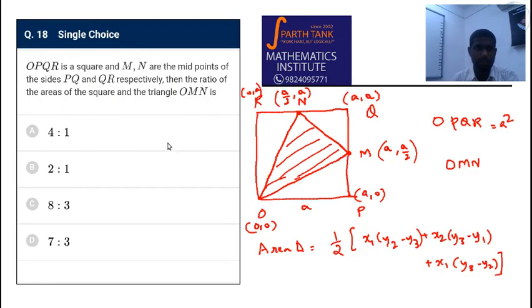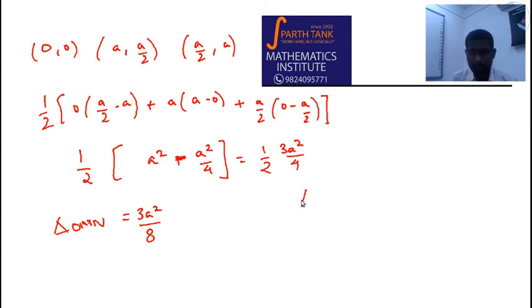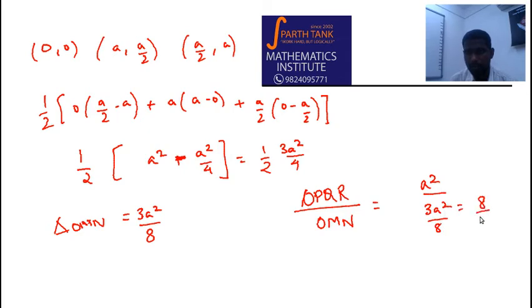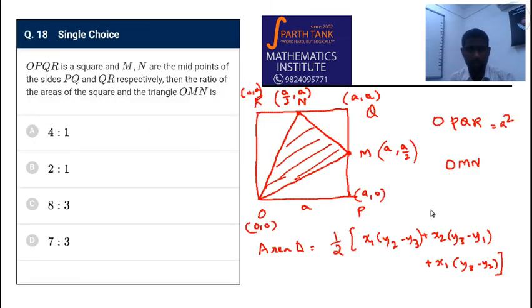Now the question is the ratio of the areas of square to the triangle, that is OPQR by OMN. This is a squared upon 3a squared by 8, which is 8 by 3. So the answer is 8:3, option C.